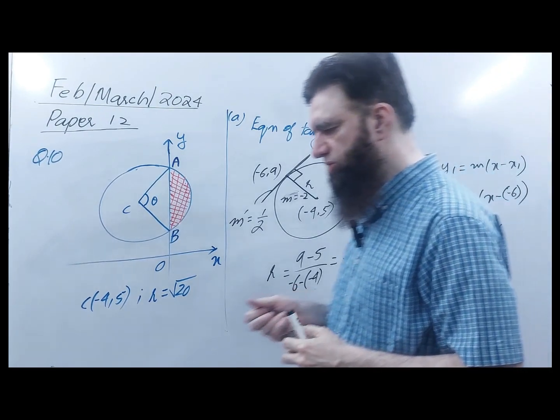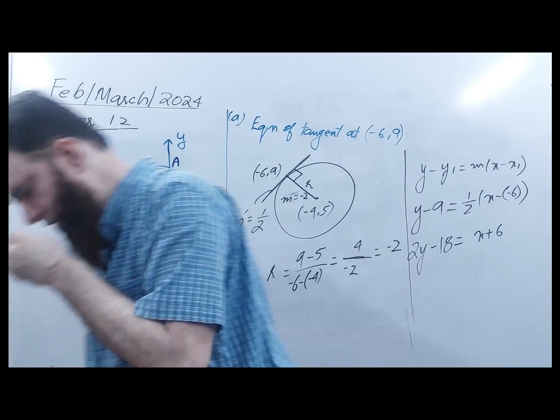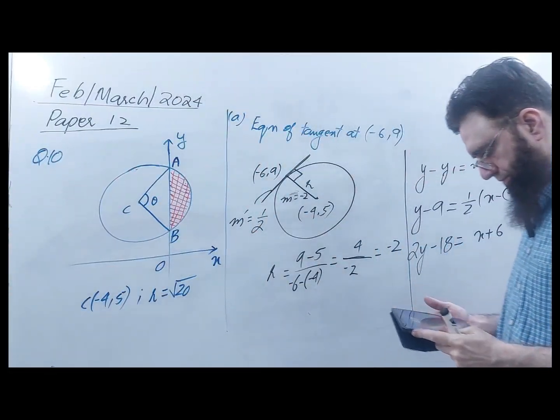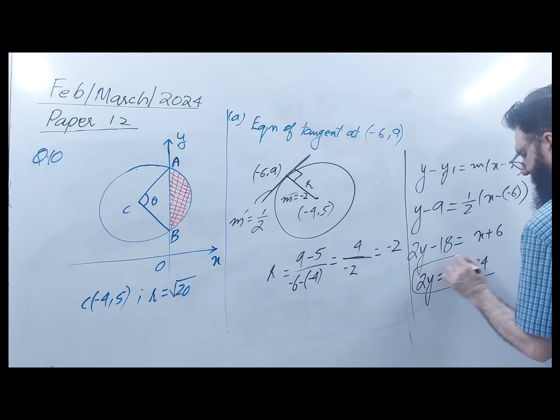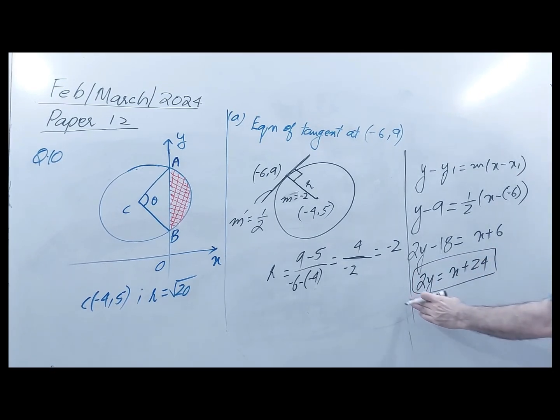You have not been asked to find the equation in any particular form. So you can write it, usually we keep y positive. 2y equals x plus 18 plus 6, which is x plus 24. This is the equation of the tangent at this point.